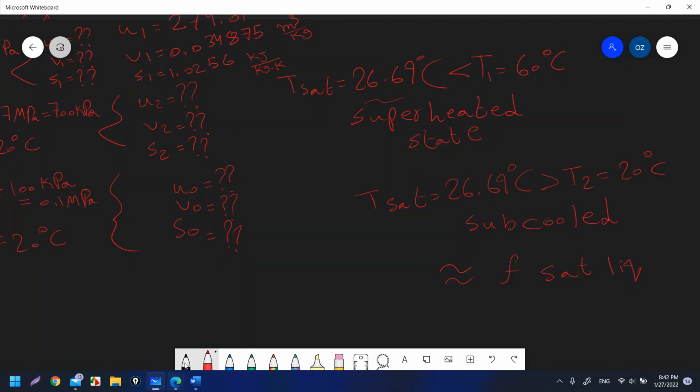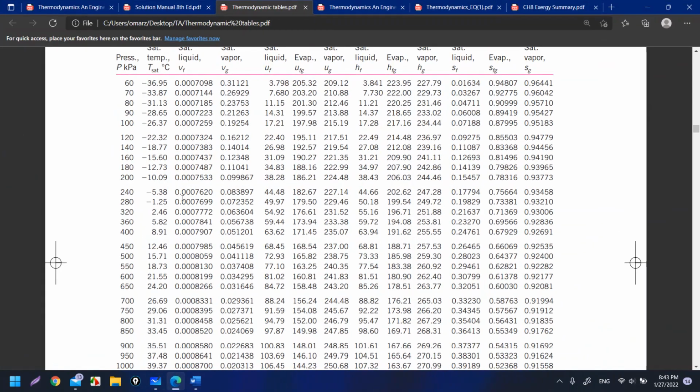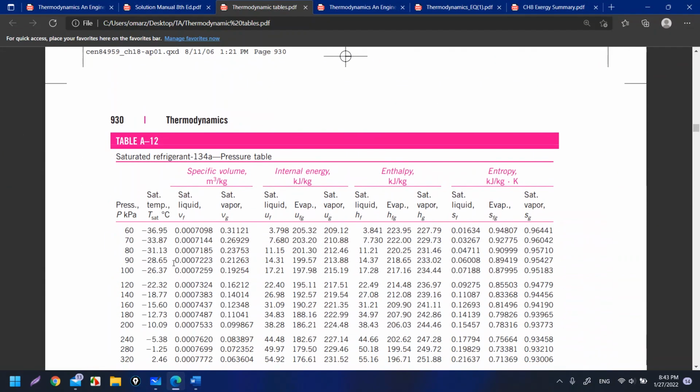But saturated liquid at where? At the temperature. At the temperature, you have to go to the temperature table. Yani you can say that the liquid is a function of temperature. You have to use the subcooled when it is approximated to be a saturated liquid. You have to use the saturation temperature table. Saturation temperature table is A11.